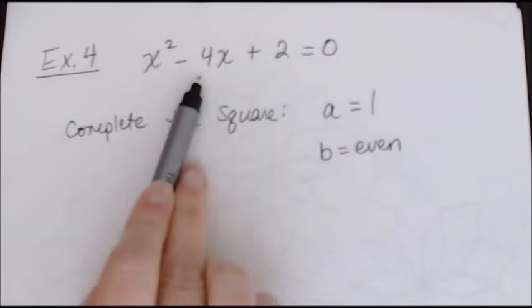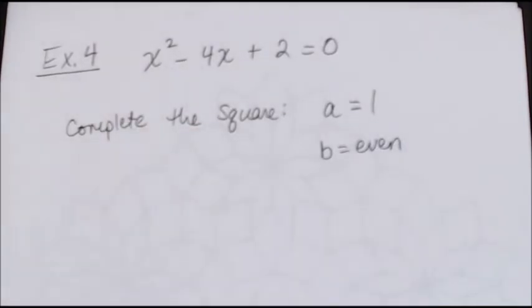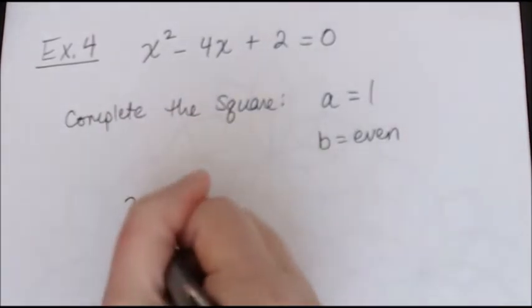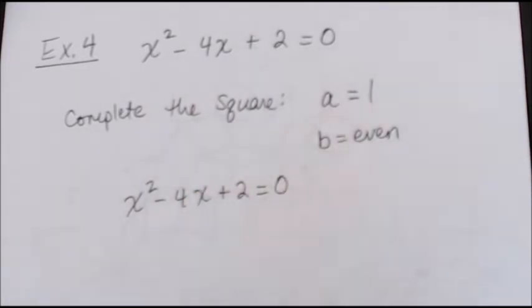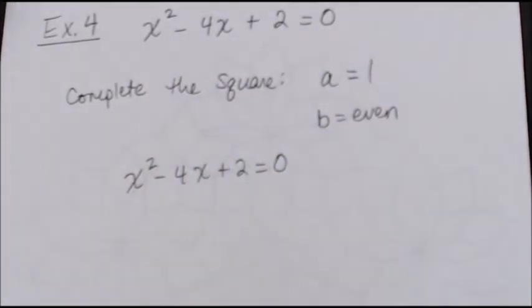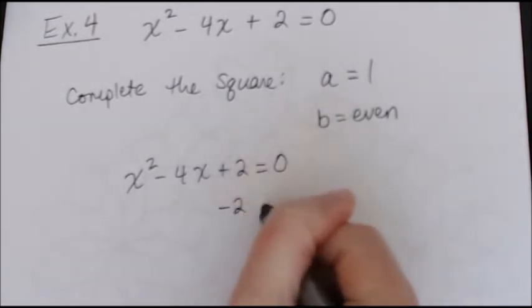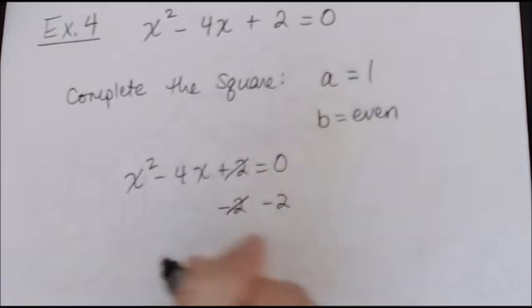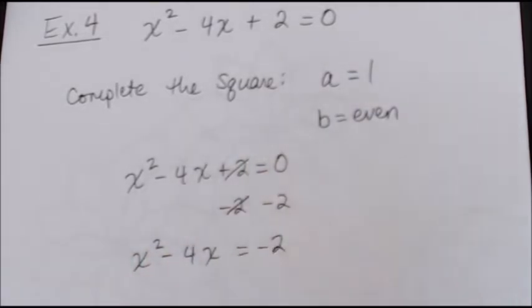The b value is negative 4. The leading coefficient is 1. So let's go ahead and go through the steps to complete the square. So I'm going to rewrite the problem again down here. And this seems a little daunting at first, but once you do a few of these, you'll have the method down. So first step is to move the constant term to the other side. So I'm going to subtract the 2. So I have x squared minus 4x equals negative 2.